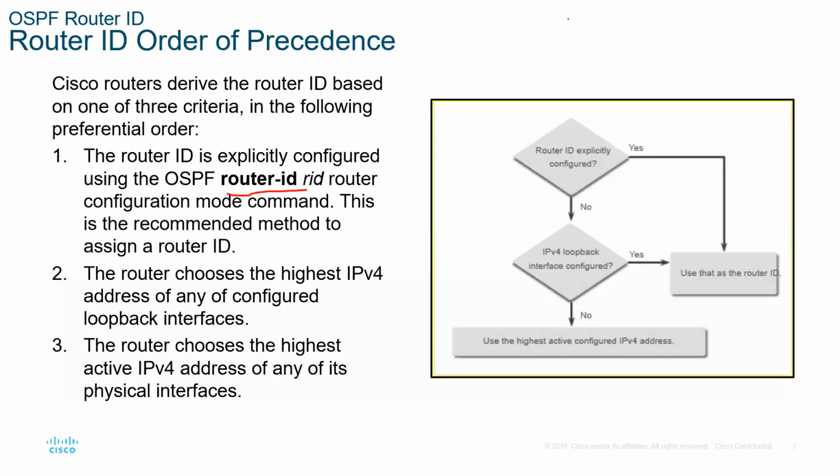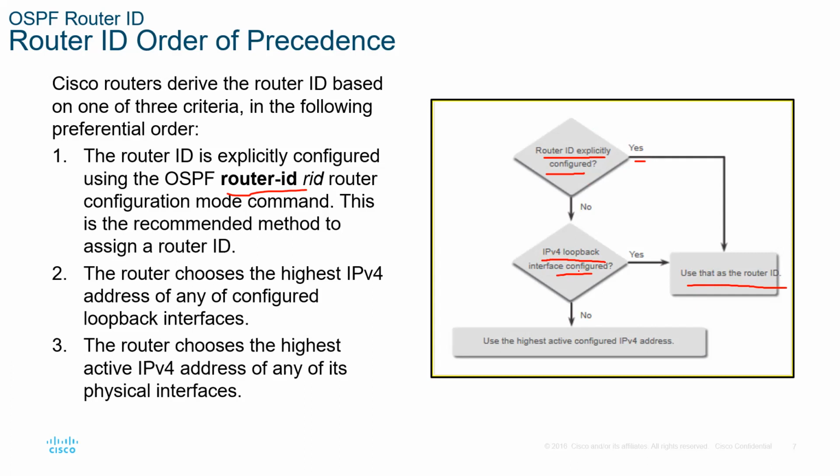But the way it does it is that it first checks if the router ID is explicitly configured. If the answer is yes, that is configured by the administrator, then the router uses that as its ID. But if you, the administrator, have not configured it, then the router will now check whether an IP version 4 loopback interface has been configured.